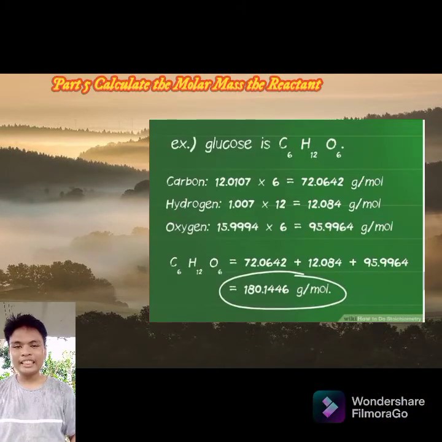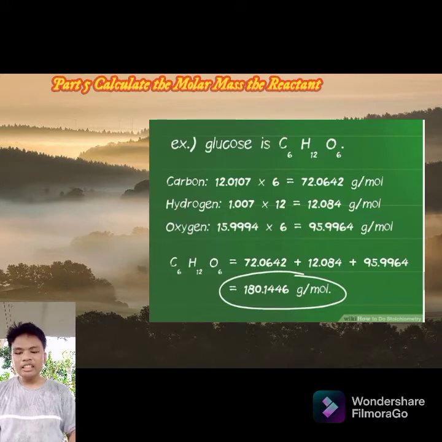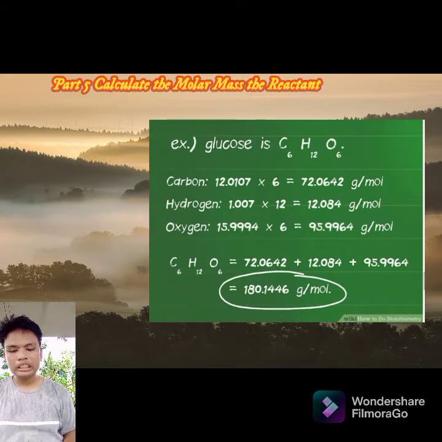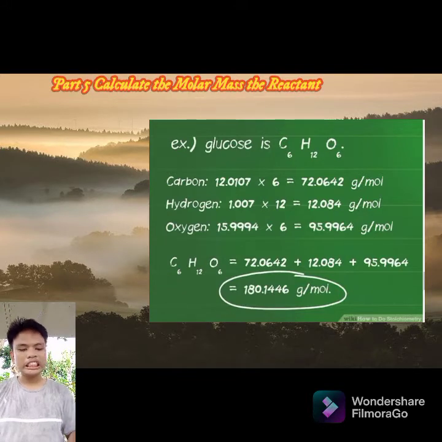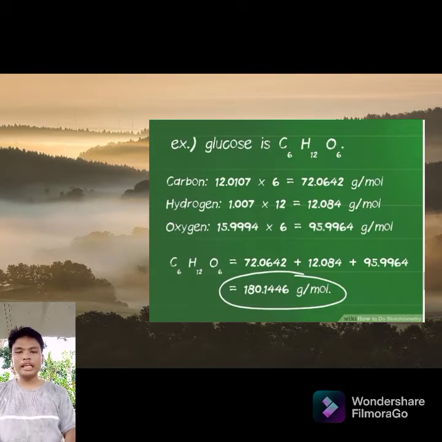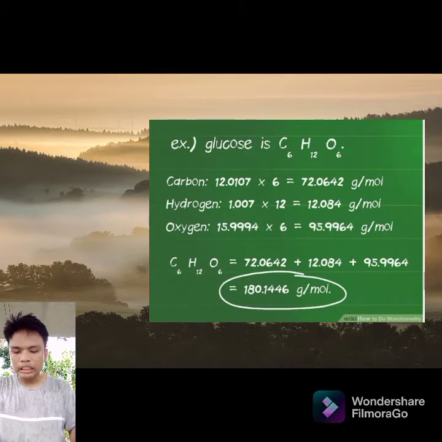Last part of our topic, calculate the molar mass of the reactant. Define the number of atoms of each element in a compound. For example, glucose is C6H12O6. There are 6 carbon atoms, 12 hydrogen atoms, and 6 oxygen atoms.